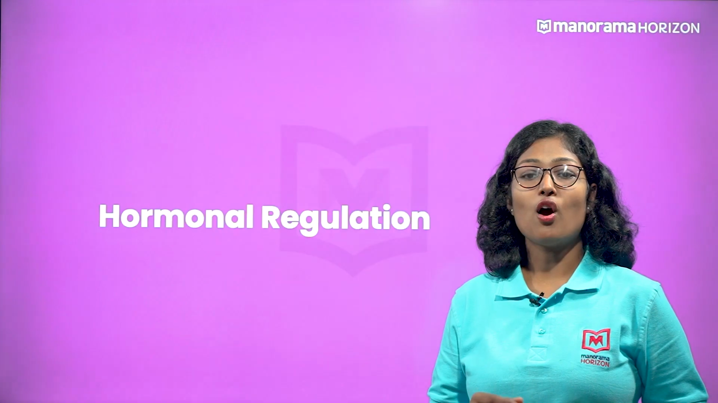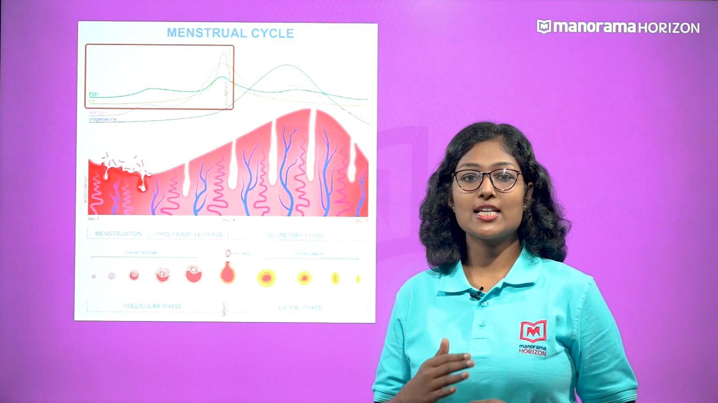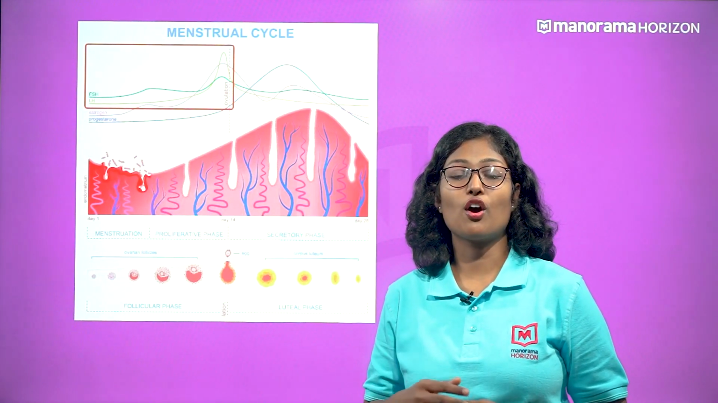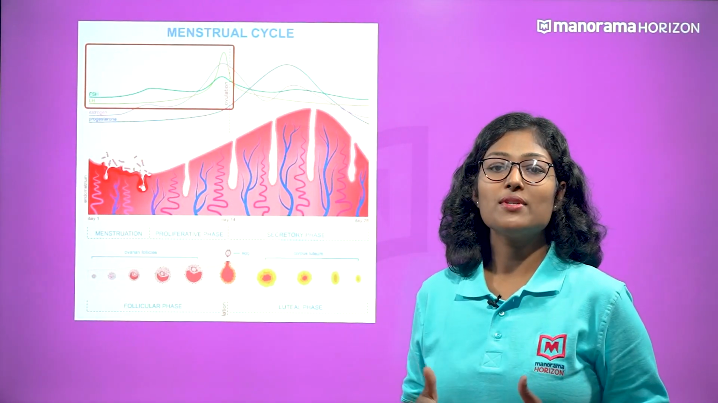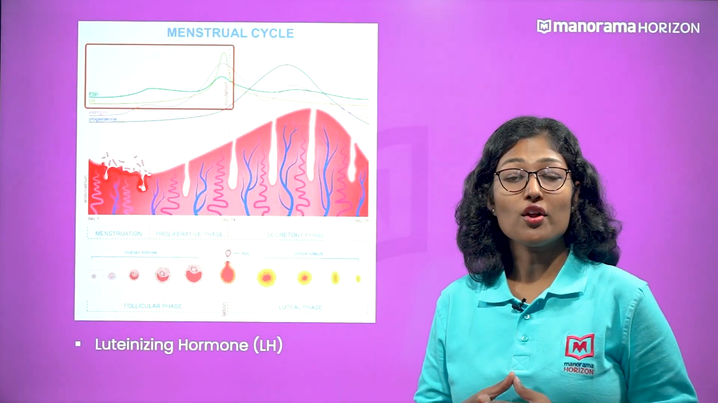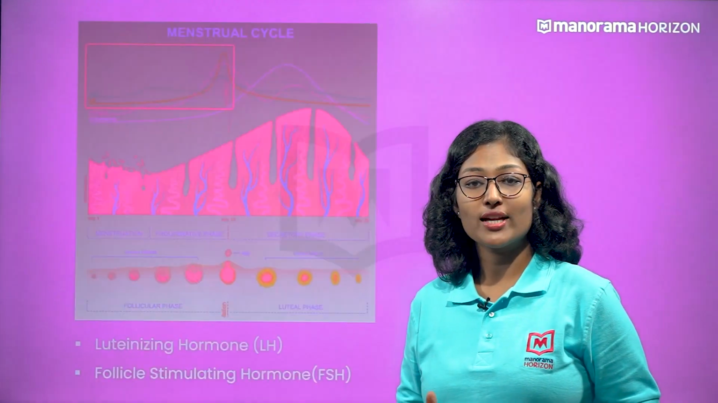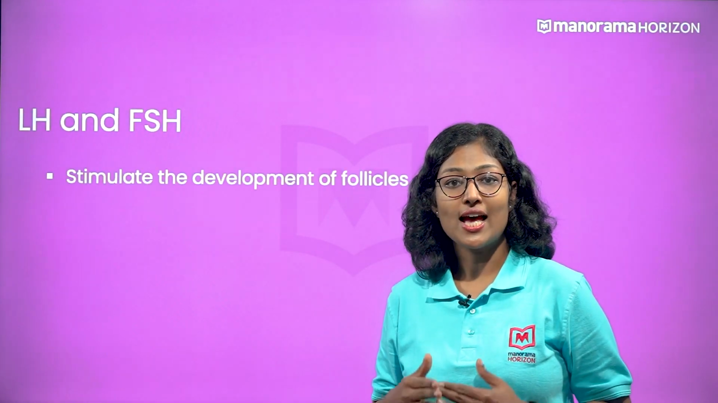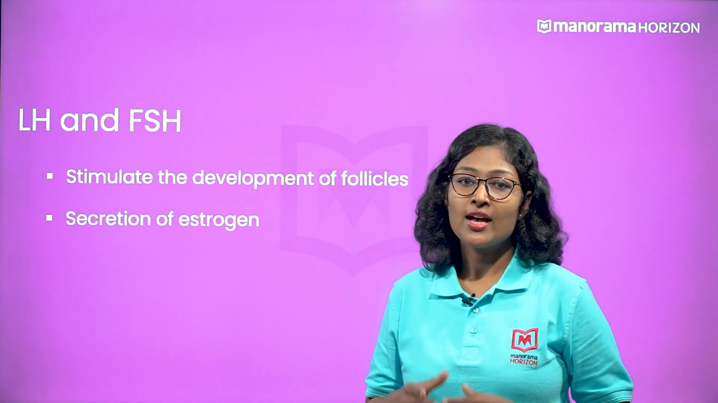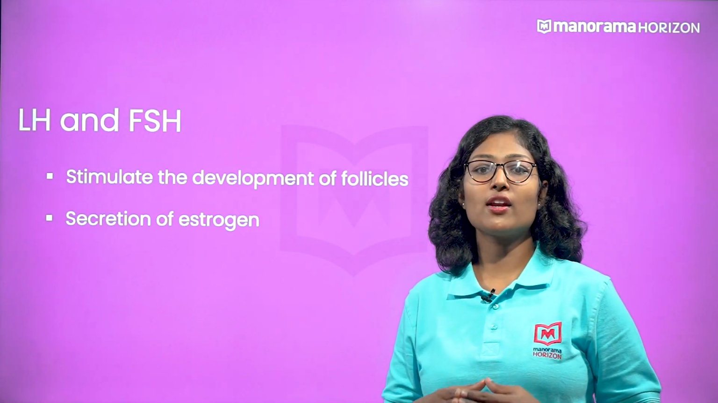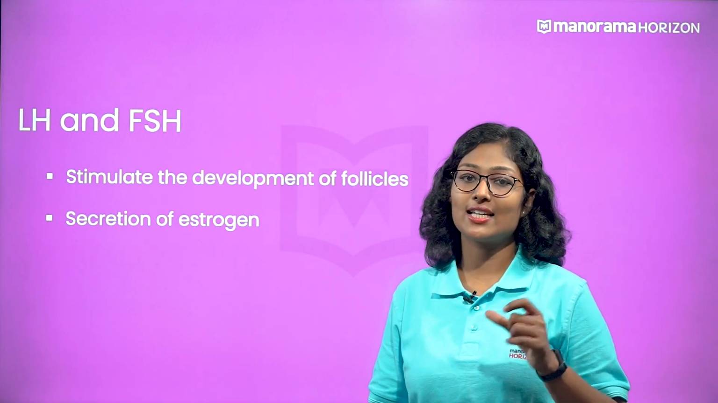Now, let us check the hormonal regulation for this phase. The follicular phase is marked by an increased secretion of gonadotropins from the anterior pituitary. Gonadotropins include luteinizing hormone or LH and follicle stimulating hormone or FSH, which stimulate the development of follicles and secretion of estrogen from the developing follicles. Estrogen hormone triggers the repair of the endometrium and its proliferation, which gives the phase its name.